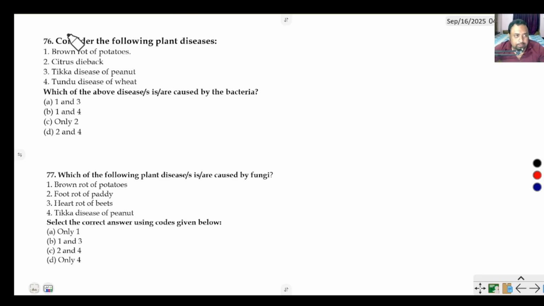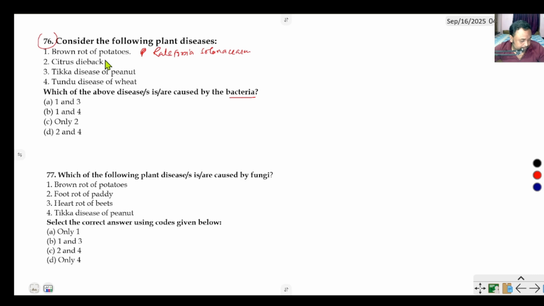Now, question number 76 says, consider the following plant diseases: brown rot of potato, citrus dieback, tikka disease of peanut and tundu disease of wheat. Which of the following diseases is or are caused by bacteria? So let's see the causal organism of these. Brown rot of potato is caused by Ralstonia solanacearum.